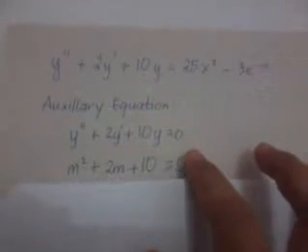Today we are going to solve a higher order differential equation, and we are given y double prime plus 2y prime plus 10y equals 25x squared minus 3e to the negative x. So first thing that we do is to solve the auxiliary equation y double prime plus 2y prime plus 10y equals 0, and translating it to m squared plus 2m plus 10 equals 0 to make it easier.